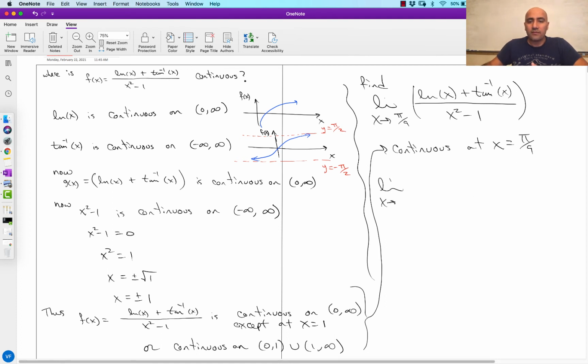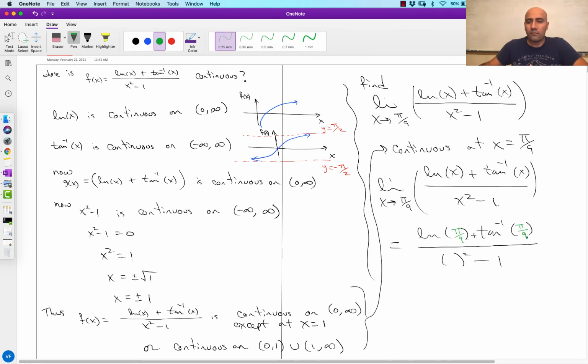So the limit as x approaches pi over 9 of ln of x plus tangent inverse of x divided by x squared minus 1 is just going to be equal to evaluating it at pi over 9. Okay, so we get ln of pi over 9 plus tan inverse of pi over 9 divided by pi over 9 squared minus 1. So if they want an exact answer, we're done. That's it. You can leave it like that. Or if they want a decimal approximation, then we can just go over to our calculator and calculate what this is. But it shouldn't be hard after that.